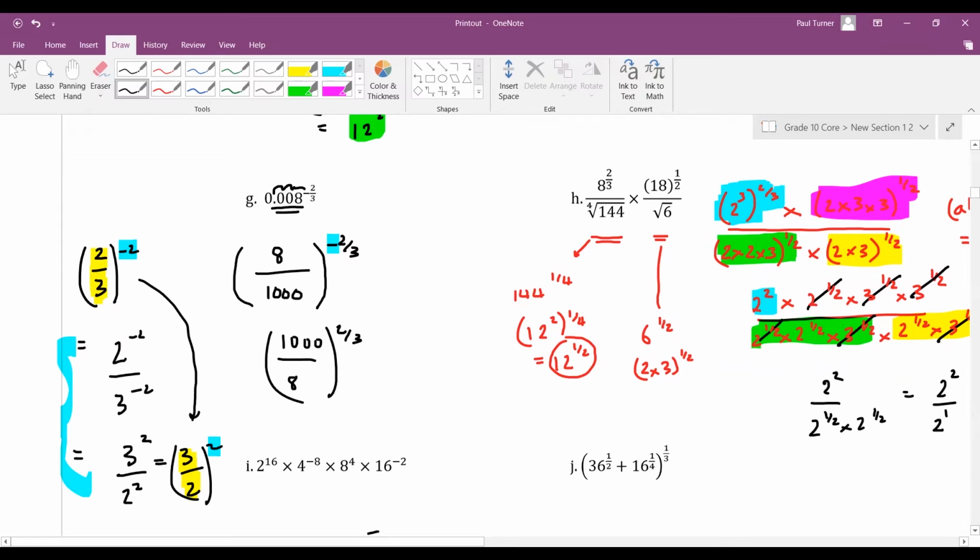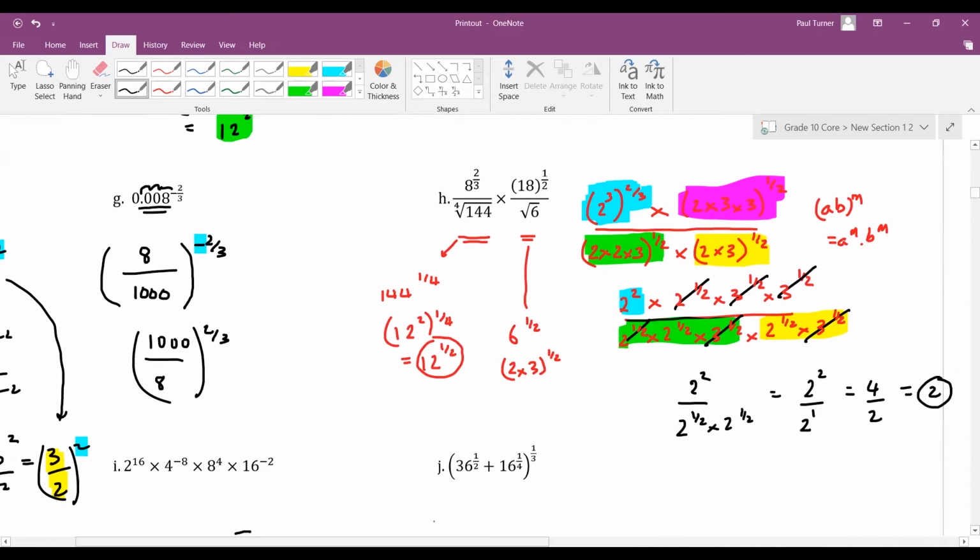Okay, you want to try and finish that one yourself? I'll give you a couple of minutes. See what you can do with this one. See if you know what to do. I recommend change these numbers to be powers. Do that first.